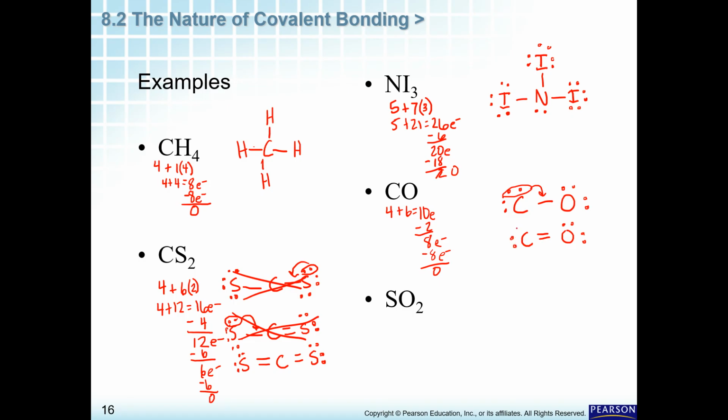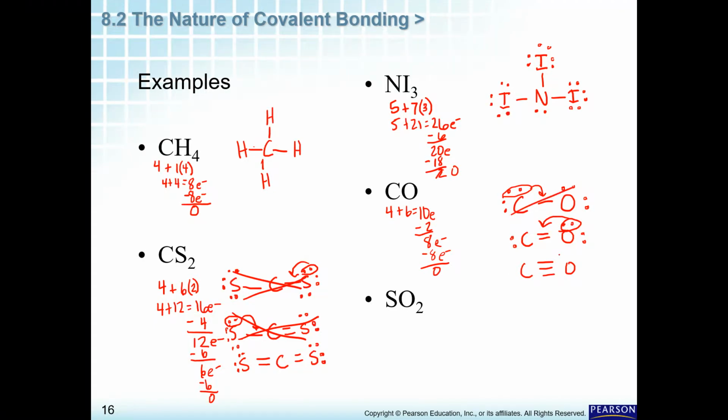Now instead of having 2 pairs on carbon, I have 1. So carbon's not happy, but oxygen is. And so since we're still not happy, this is where we're going to have to make a triple bond. So here we're going to have to take this pair of electrons and move it here. So again, we're going to get a triple bond now between oxygen and carbon.